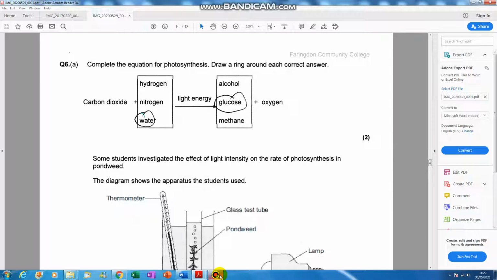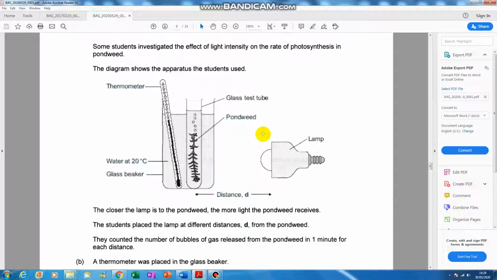So, always the same, the two reactants are carbon dioxide and water, and they react to form oxygen and glucose. So 1 mark for water, 1 mark for glucose. Keep reading. Some students investigate the effect of light intensity on the rate of photosynthesis in pondweed. The diagram shows the apparatus the students used.